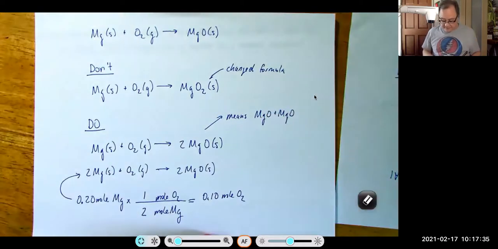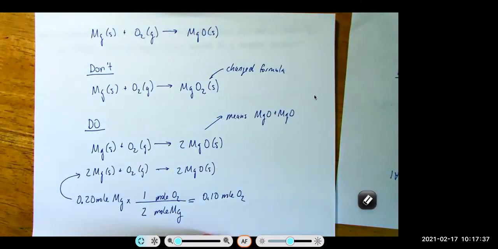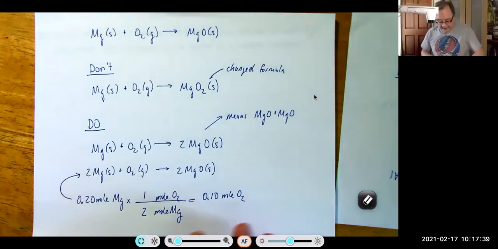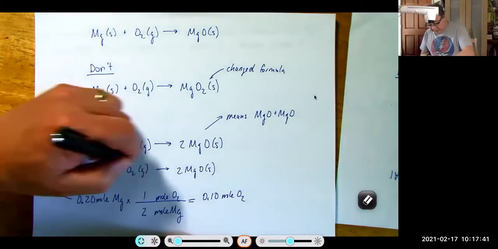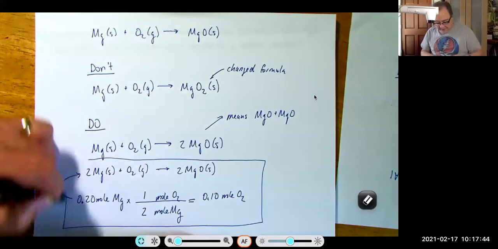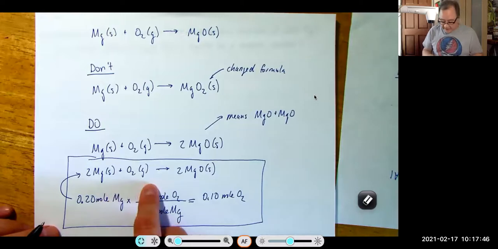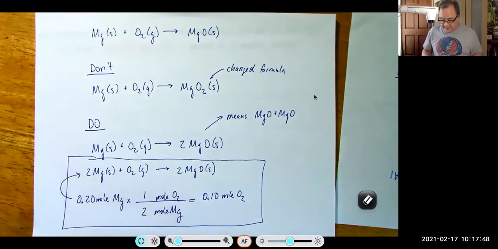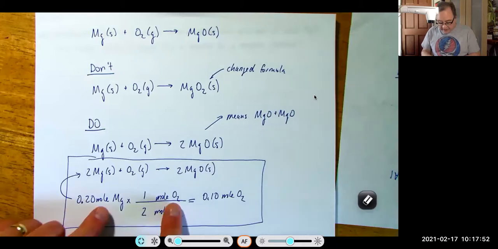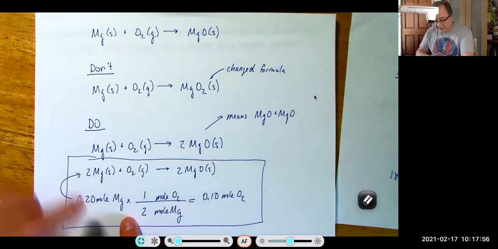Fair enough? Yeah. So if a problem like this were asked on an exam, this is what I would expect to see. The balanced reaction and then the calculation below. And notice how I have labels in the calculation below. What does this look like without labels? It looks like this.